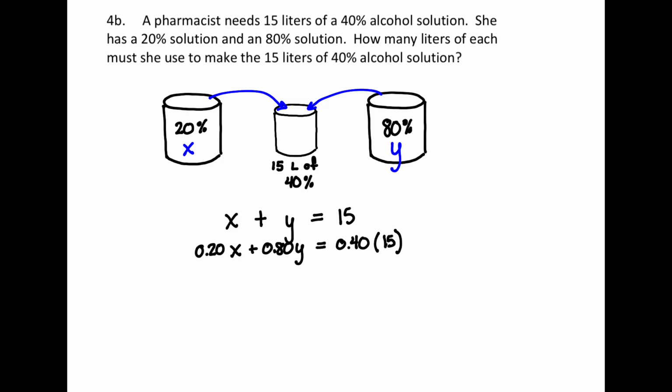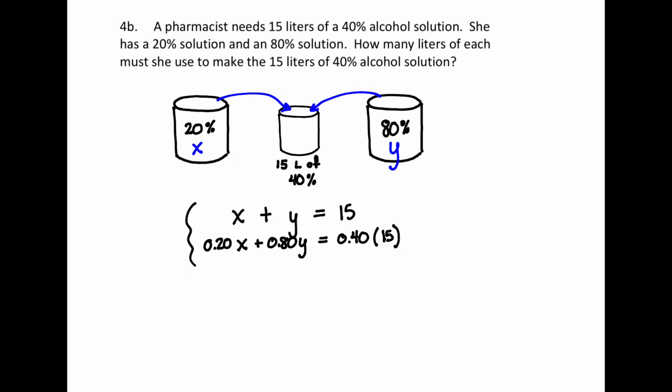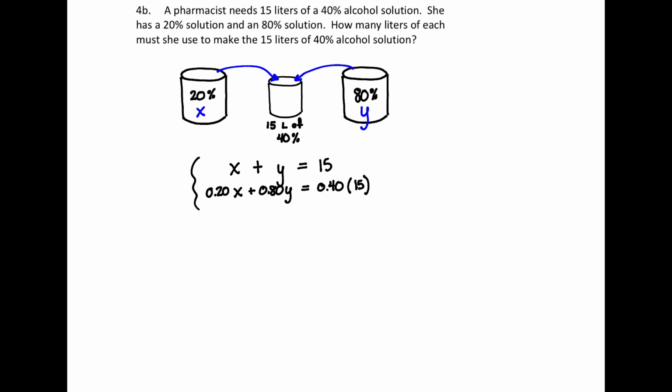See, so this is very similar to the seeds and nuts and candy type problems, right? It's just here you have percents instead of money. This is our system. And now we have to simplify it a little bit and see what we can do, okay? I'm going to give us a little bit more room to work here.